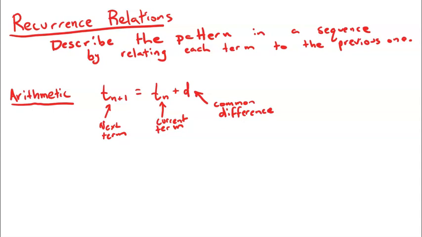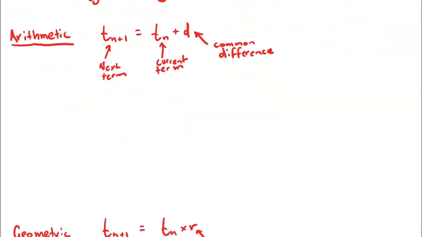So a recurrence relation describes the pattern in a sequence by relating each term to the previous one. We've had a look at arithmetic sequences so far and geometric sequences. In an arithmetic sequence, the recurrence relation says Tn+1 = Tn + d. And because the little subscript n and n+1 here refer to the position of a term, this is really clearly relating the next term in the sequence being equal to the current term plus some common difference.